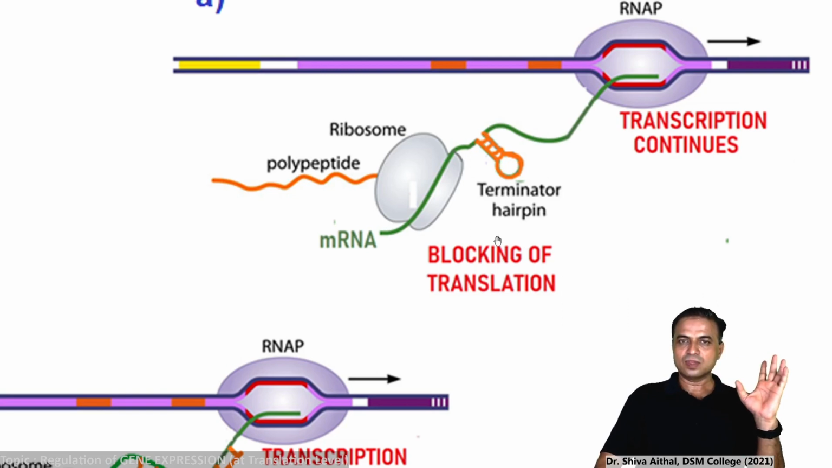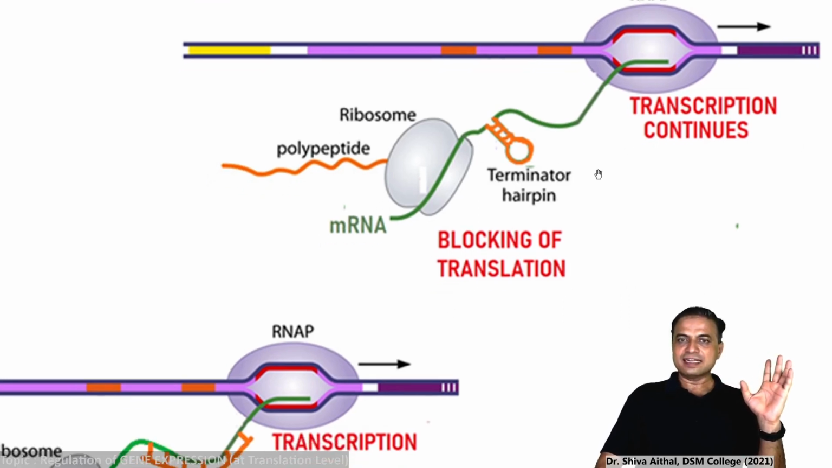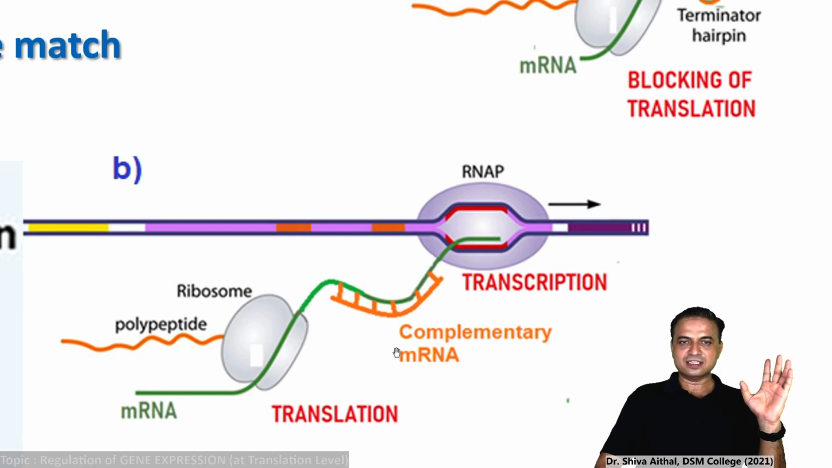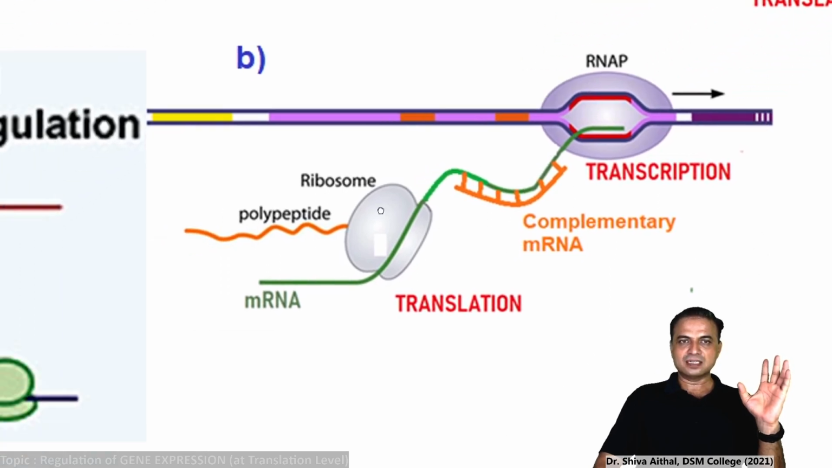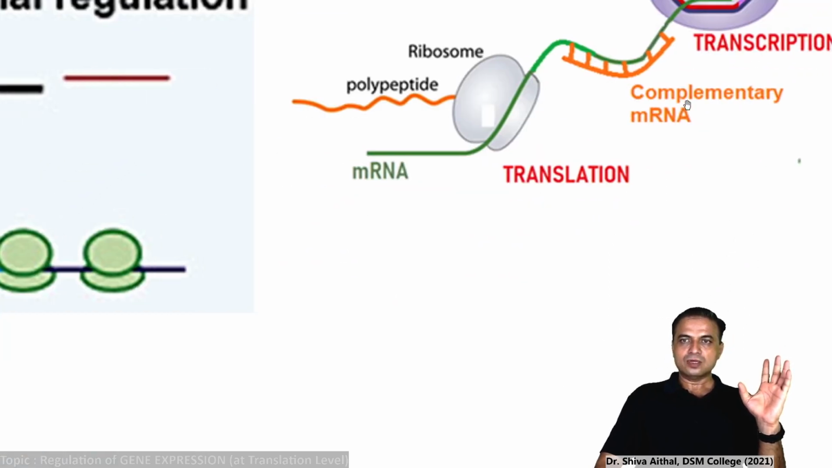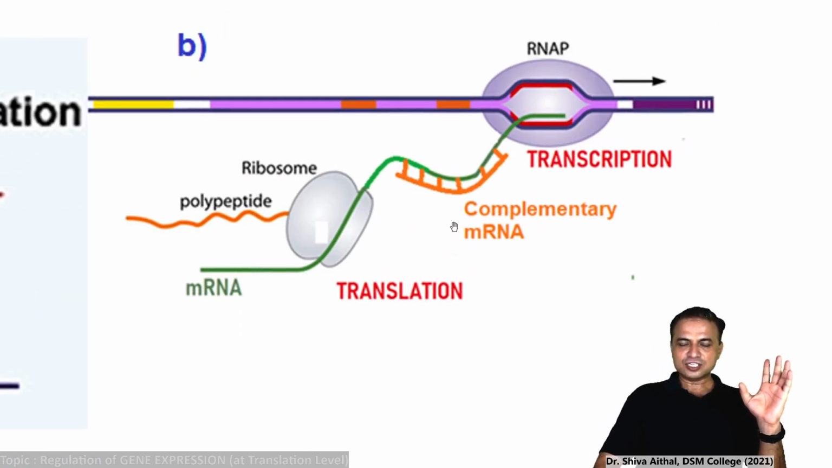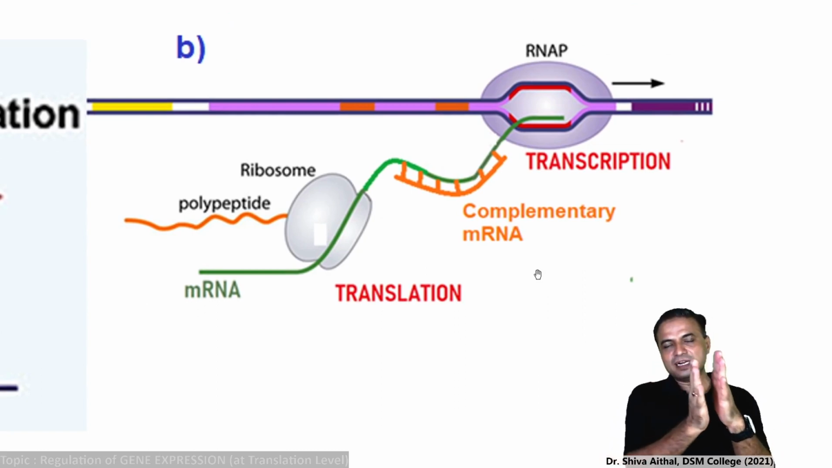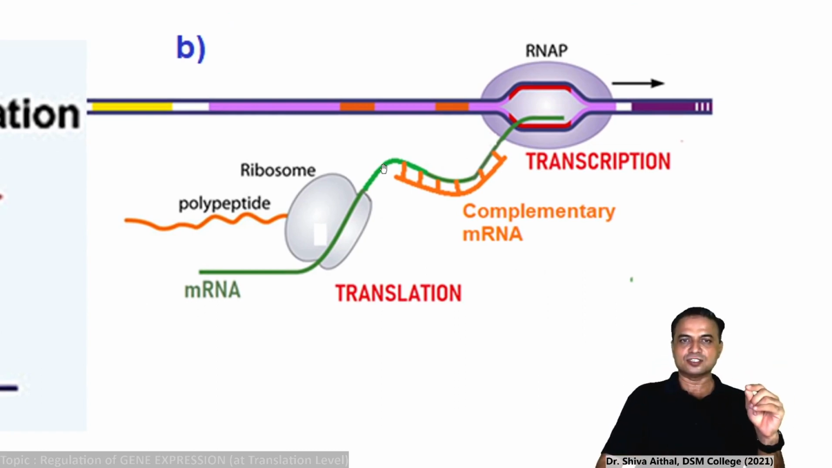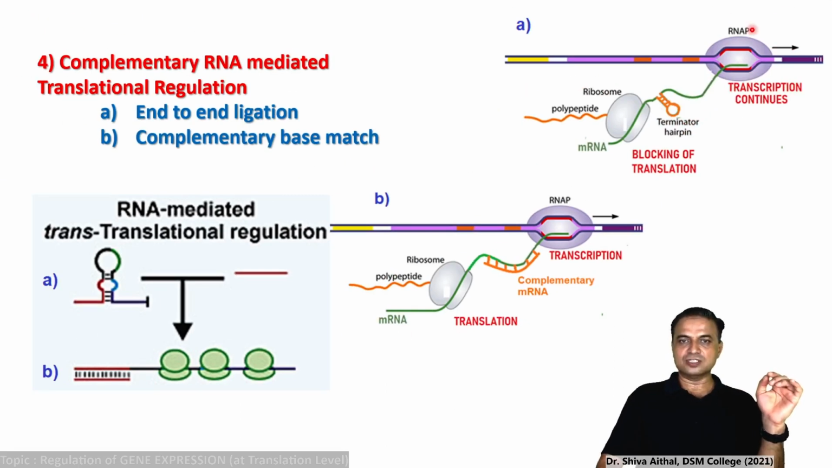One mechanism. Or instead of getting inserted, you can see the second example here, example B. What happens? This complementary mRNA just forms a temporary double-stranded mRNA structure. This is mRNA and mRNA, and this also blocks the movement of the ribosome. So translation is blocked. So these are the two instances, that is end-to-end ligation and complementary base match, which block the translation.